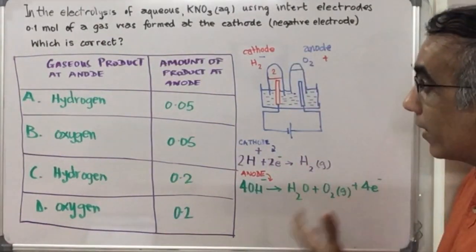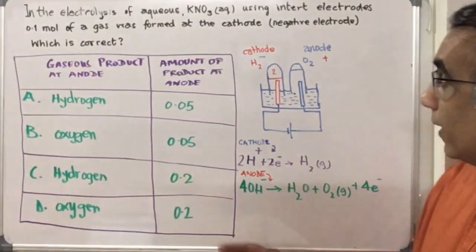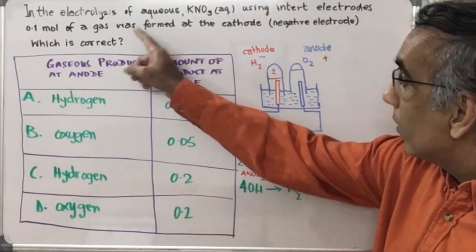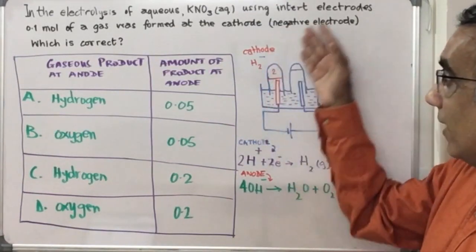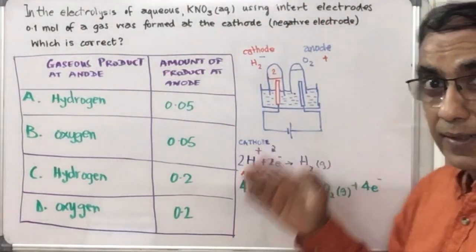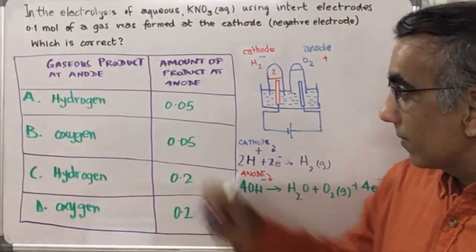So of course here in the question, which amounts basically to the electrolysis of water, then if you get 0.1 moles of hydrogen gas at the cathode, then at the anode where you're going to have oxygen, you'll have half that much. And it means that the answer is B.